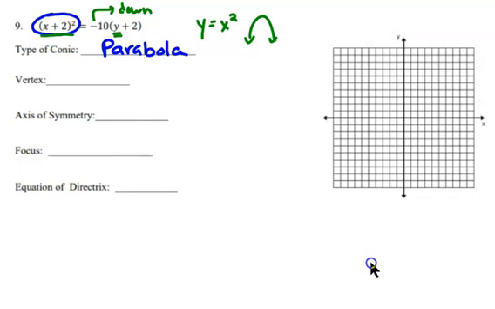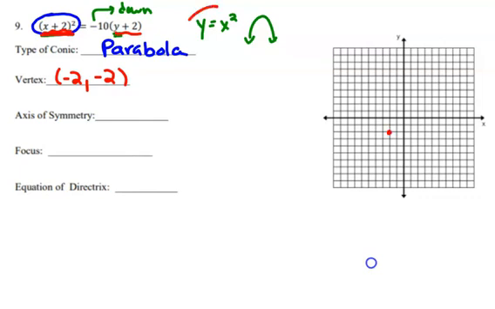Now the vertex of a parabola is kind of like the center of an ellipse or a circle or a hyperbola. It's the opposite of the x's. It's the opposite of the y's, but just pay attention which one comes first, the x's or the y's. So opposite of the x's, opposite of the y's. Just kind of coincidentally, both of those were negative 2.